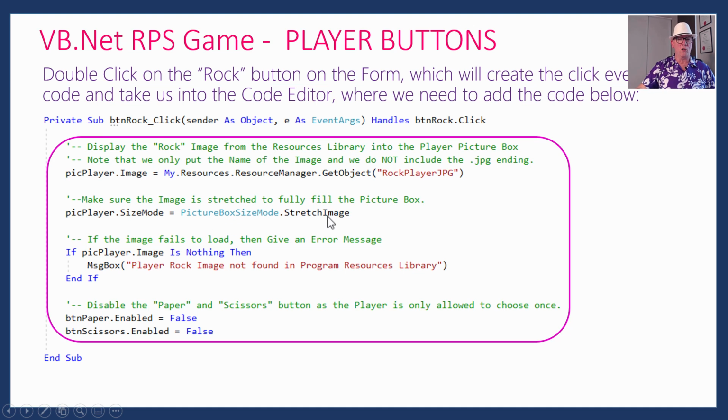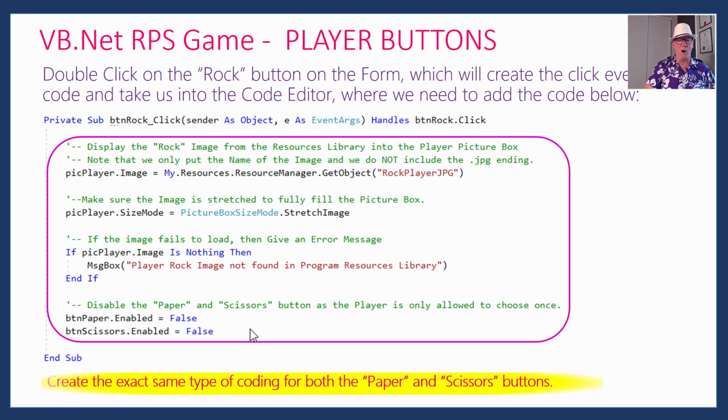Make sure the size mode is stretch image. If something went wrong and it didn't load up, make sure an error message gets put out in a little message box on the screen. And also, we don't want them now to pick anything else because they only get one choice, rock, paper, or scissors, the player. So we disable the other 2 buttons. So if you watch the top 5 lesson, this should be all very straightforward to you. btnPaper.Enabled = False, btnScissors.Enabled = False. So they can't click any of those other buttons, all right? So that's it. They've picked their rock and the picture displaying for their rock.